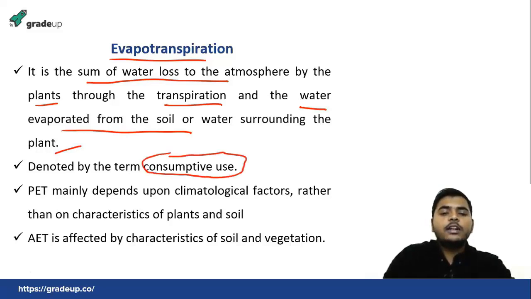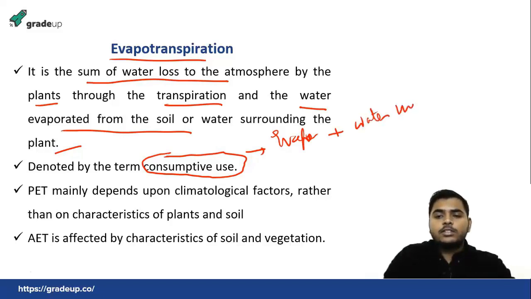Now this consumptive use involves both the evapotranspiration and the water required for metabolic processes in the plant. For the metabolic process, very little water is required, so it isn't calculated much, it is neglected. So we directly denote the evapotranspiration as the consumptive use of the plant. And PET, this we have already studied. PET is potential evapotranspiration. It is actually the evapotranspiration which occurs when sufficient moisture is available to the plants, and it depends on climatological factors rather than on characteristics of plants and soil.